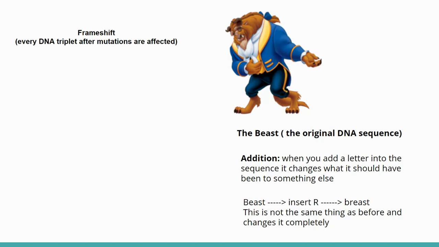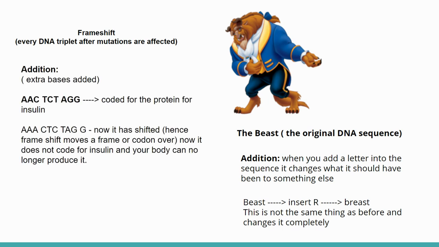This example of the beast is one you can add to the side if you want, or you can leave it out completely. What I want you to add into your notes is this. So additions are extra bases added. For example, if the word beast we translated into DNA, it might be translated as AAC, TCT, AGG. Those little 3 sections, AAC, that's a codon, that's a triplet. We're going to pretend that this beautiful set of 3 codons codes for the protein for insulin.